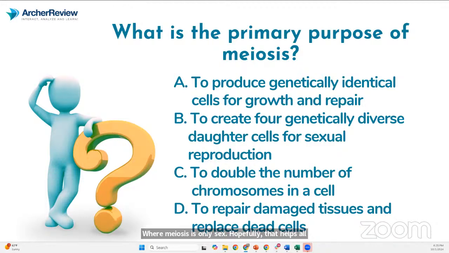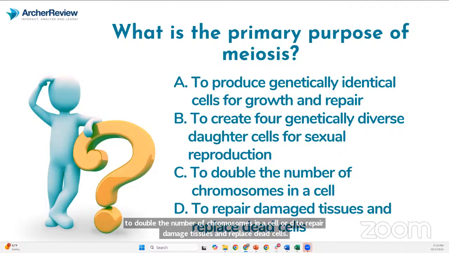What is the primary purpose of meiosis? A, to produce genetically identical cells for growth and repair. B, to create 4 genetically diverse daughter cells for sexual reproduction. C, to double the number of chromosomes in a cell. Or D, to repair damaged tissues and replace dead cells. You guys are answering already. You got 45 seconds.